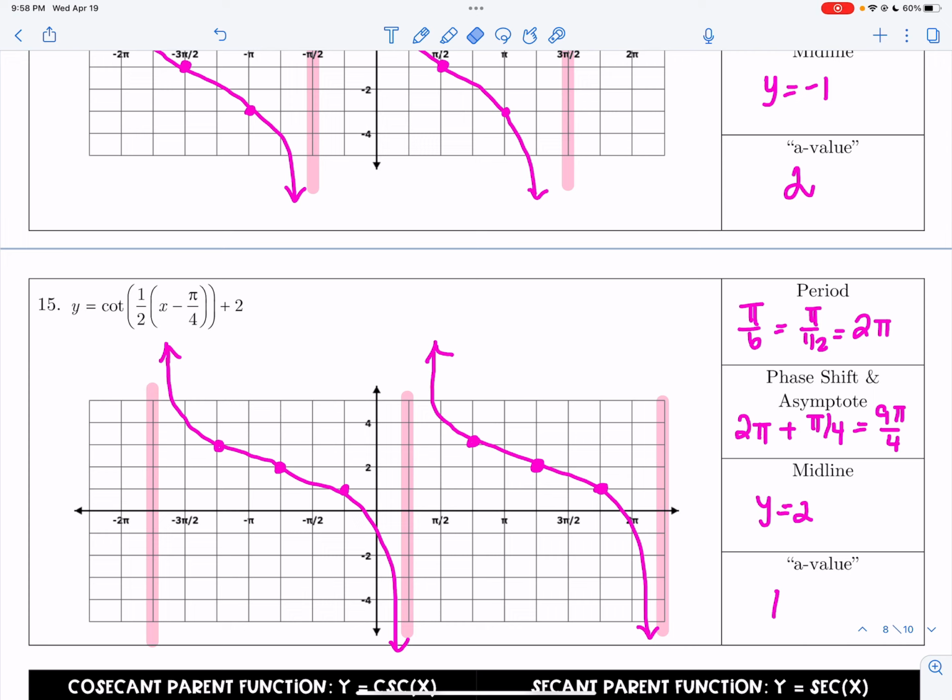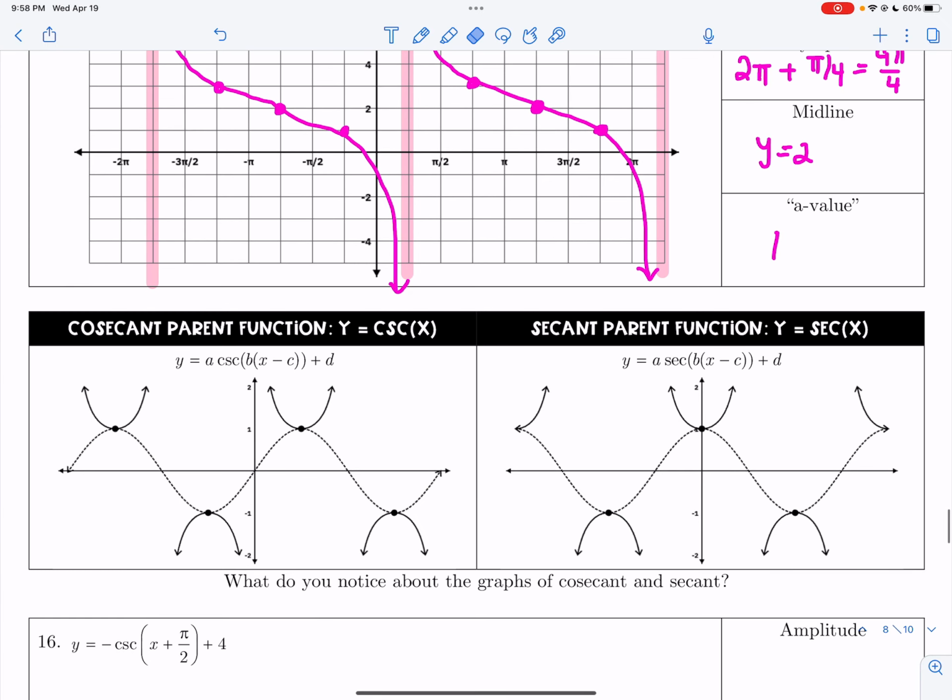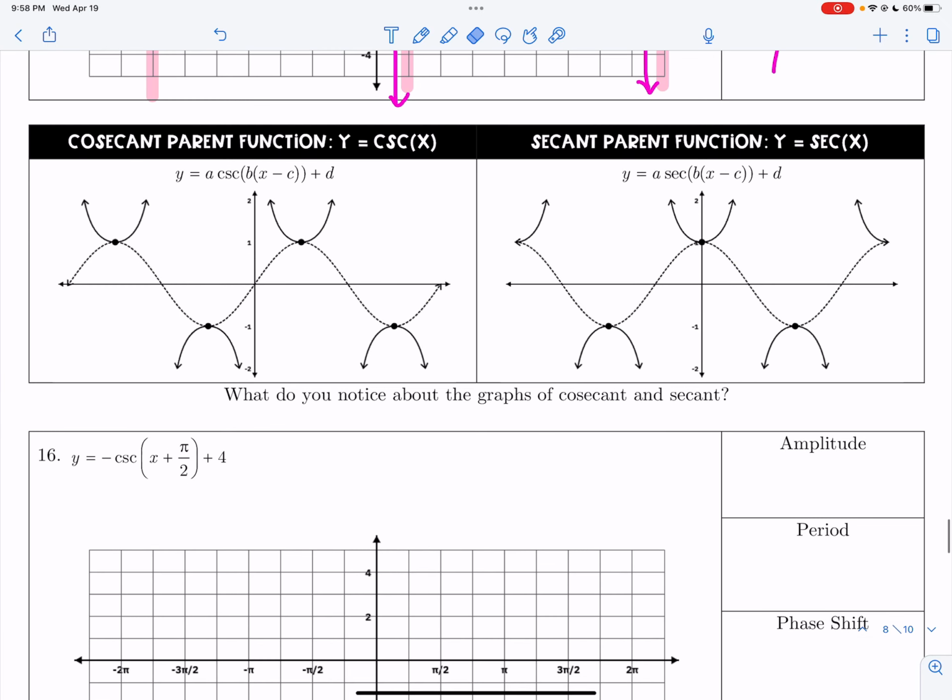All right, so that's your little summary on graphing cotangents. In the next video, we are going to talk about cosecant and secant and how they are very, very, very similar to sine and cosine. So this is going to be a lot of fun.